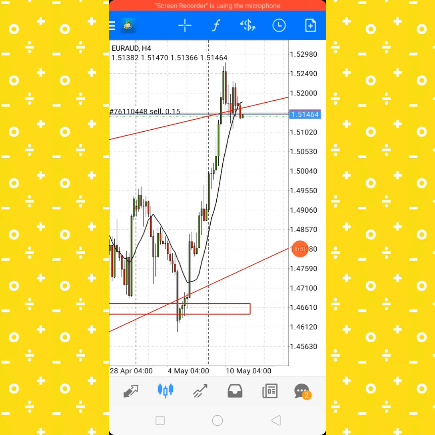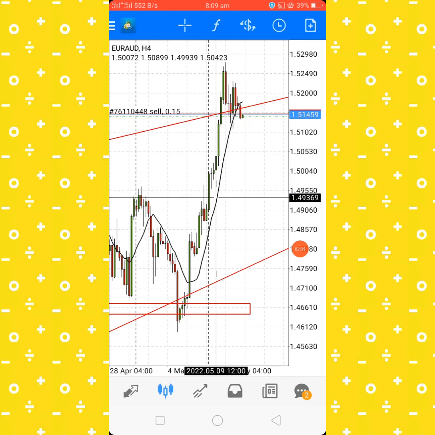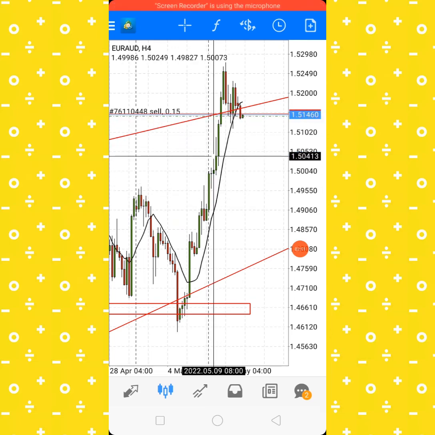It's 8:09. So let's see, I'm expecting the market to drop from here to at least around this zone here. So this will be my take profit, from up here all the way down here, because all this has to be covered. You see all these green candles, they have to be covered.